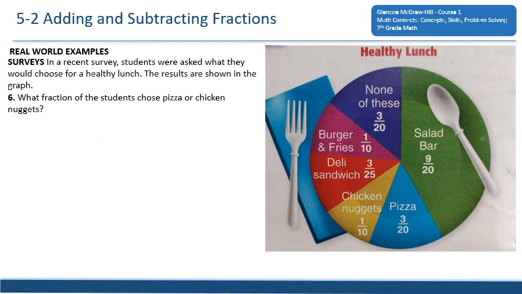In a recent survey, students were asked what they would choose for a healthy lunch. The results are shown in the graph. So this is the same graph as the last slide. And what fraction of the students chose pizza or chicken nuggets? So pizza is 3/20 and chicken nuggets is 1/10. Now, because it said or, we want to find out how many chose one or the other. So we're going to need to add those together.